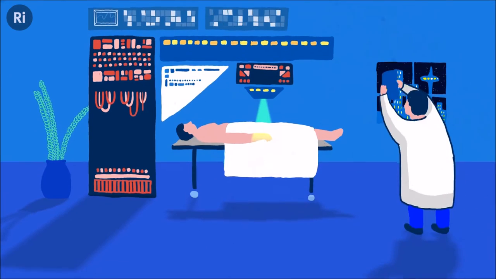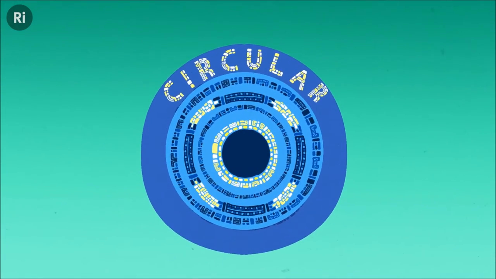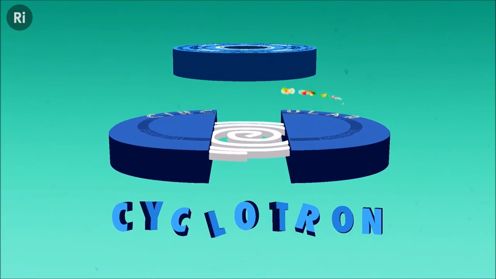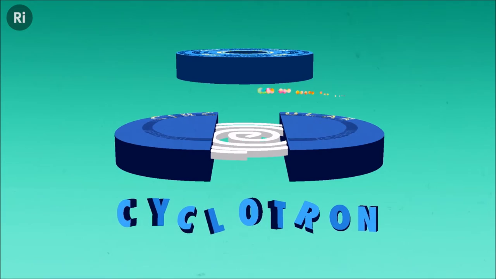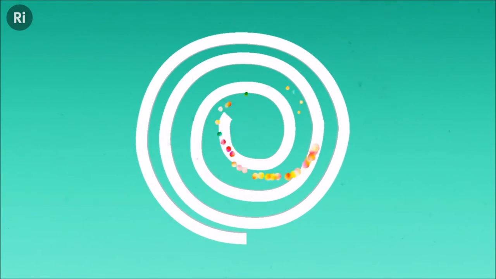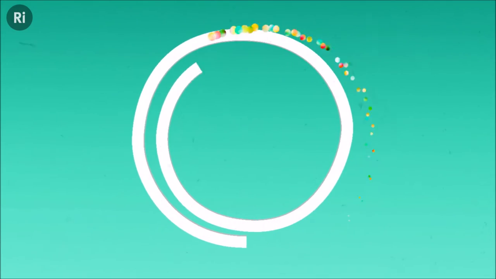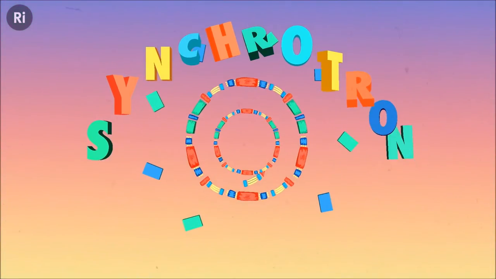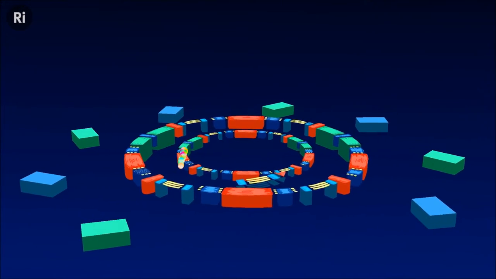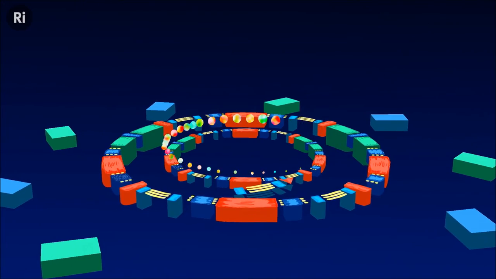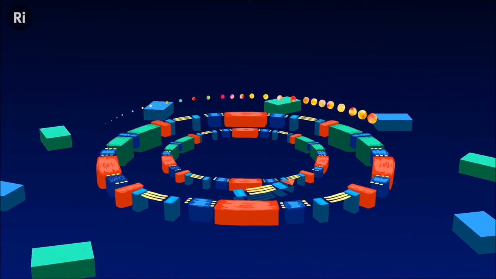The other two types of accelerators are circular. Probably the most common one in terms of numbers is called a cyclotron. It's a compact, relatively old style accelerator in which the particles start in the center, and as they gain energy, they spiral outwards. To reach higher energies, we use a machine called a synchrotron. A synchrotron has to keep both the electric and magnetic fields perfectly synchronized with the particles as they increase in energy, and that's where it gets its name from.